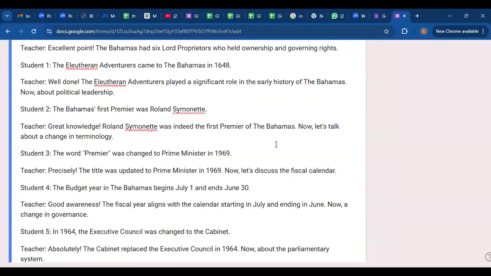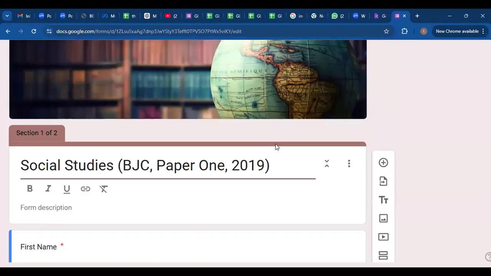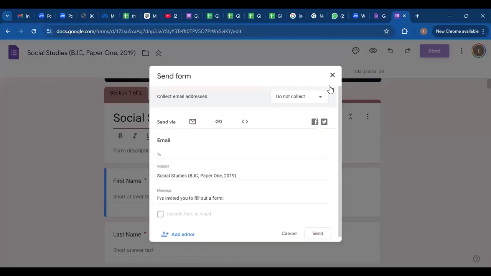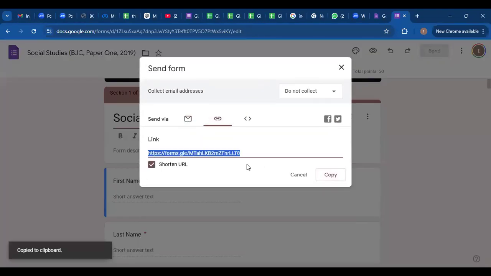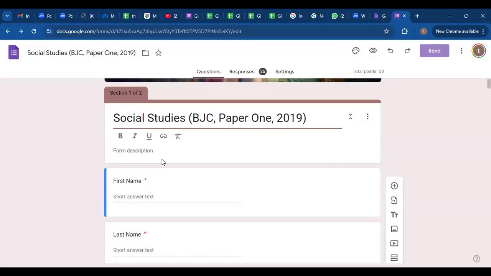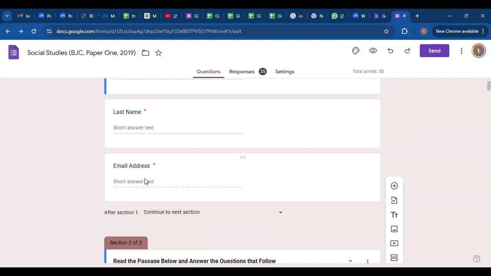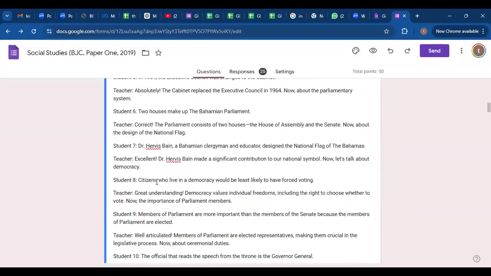Very good. So as you see, we have this long reading. And the reason why we have this long reading is because I want you to do a quiz. This is a quiz on past BGJC past paper 19. When you go on the quiz, obviously you're gonna put your name, your last name, and then your email address. If you don't know your email address, just put your name again. And then you're gonna answer these multiple choice questions.